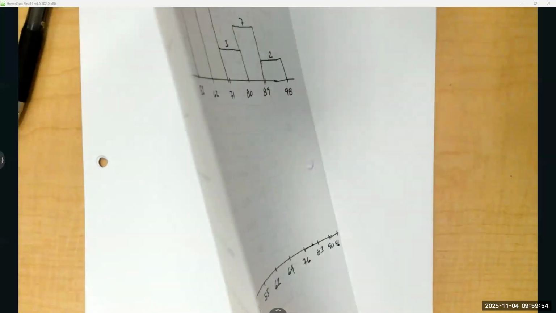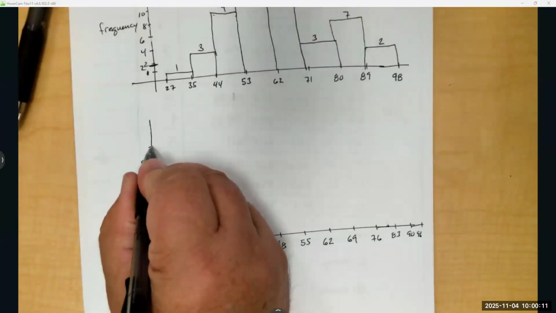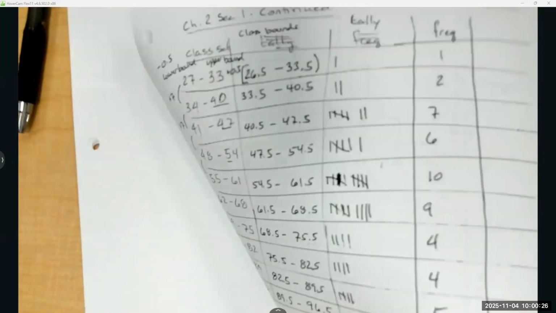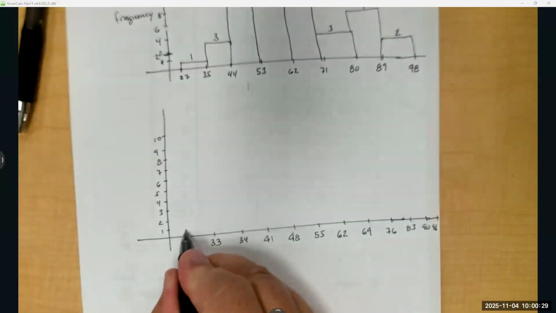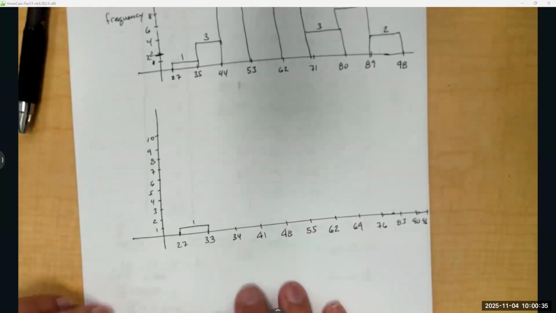So look at my frequencies. The largest frequency is 10. So I could do 1, 2, 3, 4, 5, 6. What's that? So the first frequency of the set from 27 to 33 is only 1. And we keep on doing the rest of them.